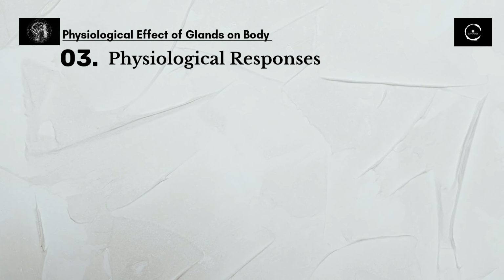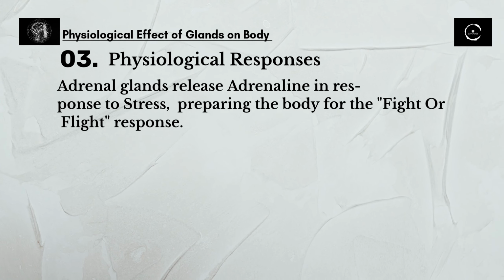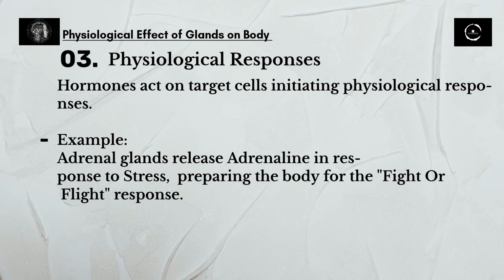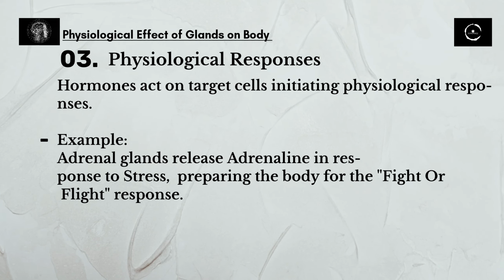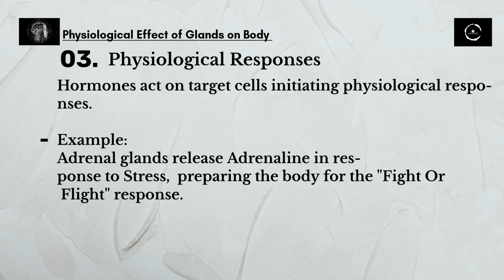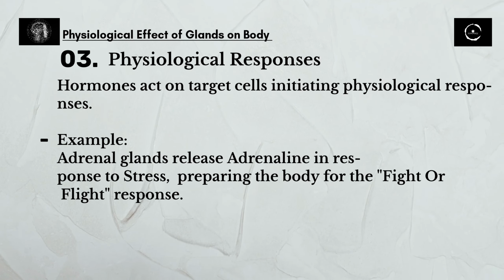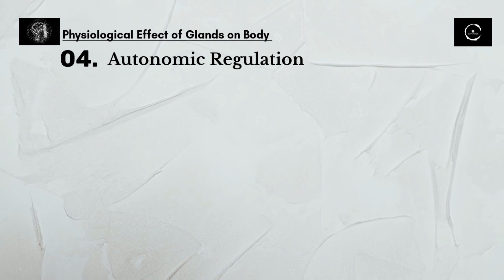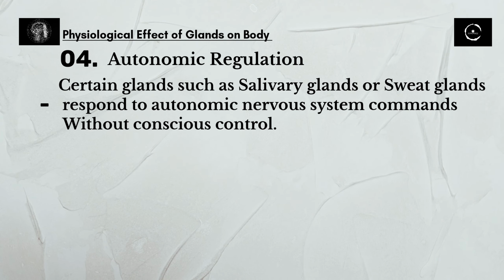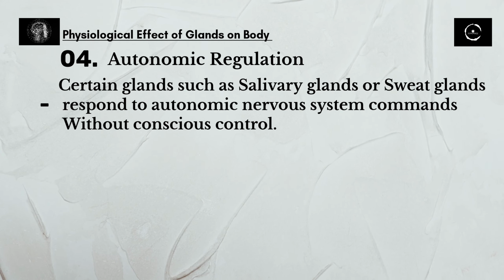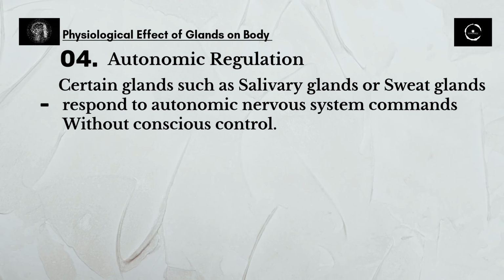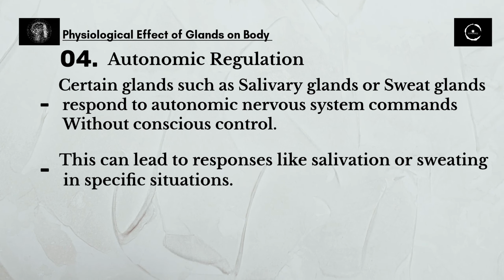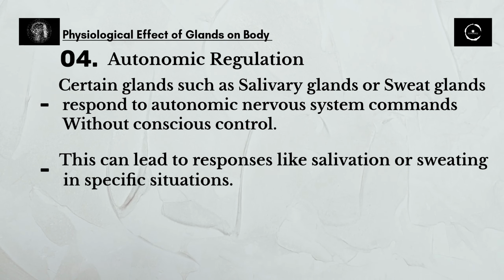Number 3, physiological responses. Hormones act on target cells, initiating physiological responses. For example, the adrenal glands release adrenaline in response to stress, preparing the body for the fight or flight response. Number 4, autonomic regulation. Certain glands, such as salivary glands or sweat glands, respond to autonomic nervous system commands without conscious control. This can lead to responses like salivation or sweating in specific situations.